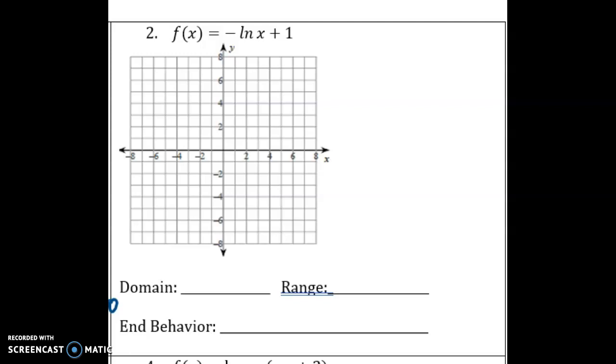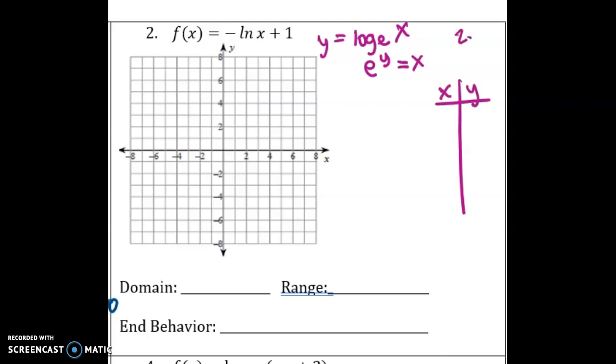Now let's do this one. We have the -ln of x plus 1. So again, remember, every ln is just a log of e. So our parent function is y equals log base e of x. So if we flip it, we have e to the y equals x. Our parent points, again, e is a little bit more than 2.7. So we're going to be in between a box, which makes life unpleasant sometimes, but it's going to be okay.